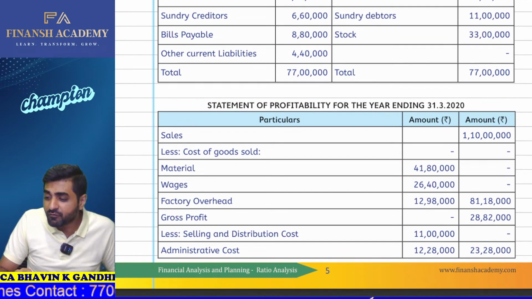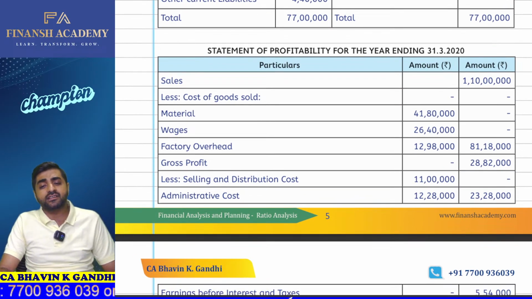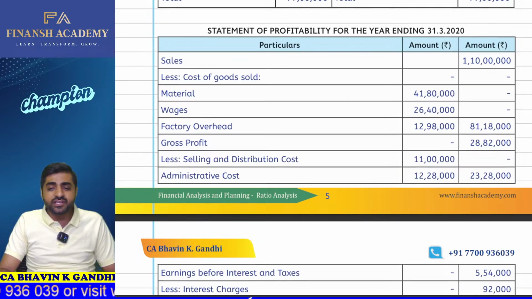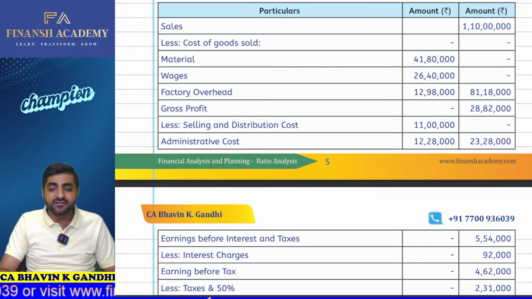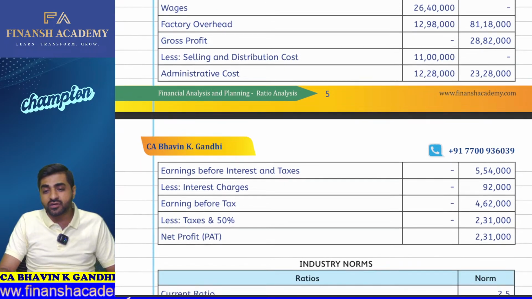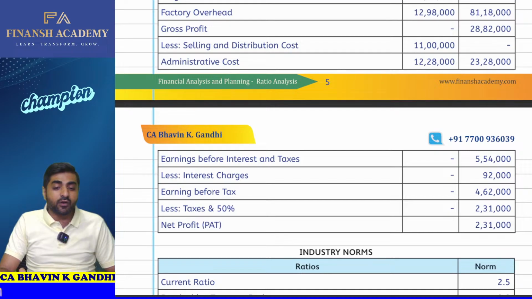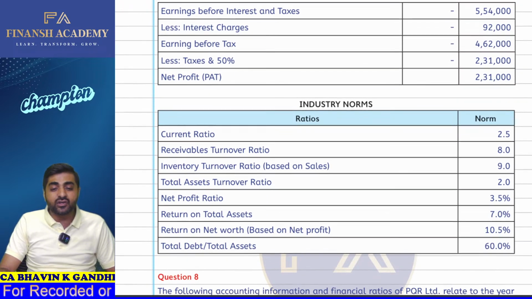We have the statement of profitability for the year ended 31st March 2020, in which there is sales, less COGS. We are now having materials, wages, factory overheads. Then we are having gross profit, less selling and distribution overheads, administrative overheads. We are having EBIT, from which we are going to subtract interest. We'll be getting EBT, from that we'll be subtracting tax, we'll be getting NPAT. Okay. So these are the industry norms.